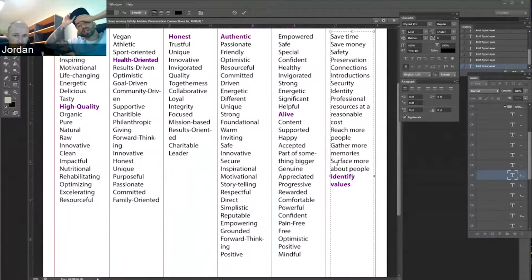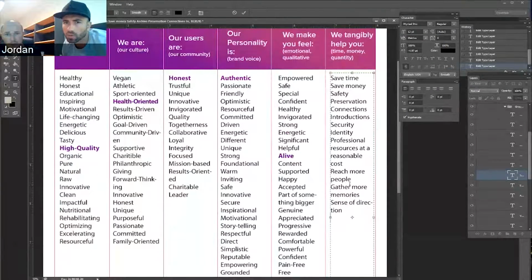Okay, so a lot of those we can keep. What additional ones are we giving them? We're giving them a sense of direction. Yeah, so we're adding something in here like quality, like products. Can you scroll back up to time, money, quantity? We tangibly help you with time, money.